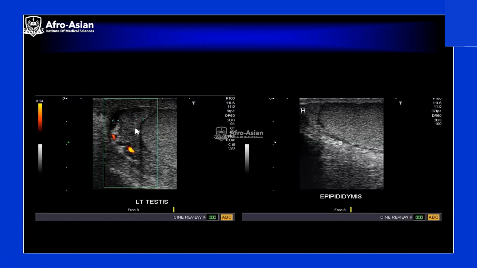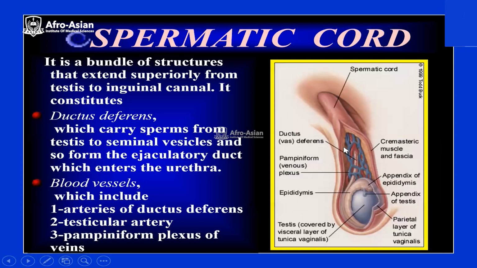This is the head of epididymis and body. Here you can see the head and then body. Spermatic cord. It is the bundle of structures that extends superiorly from the testes to the inguinal canal. It constitutes the ductus deferens and blood vessels.